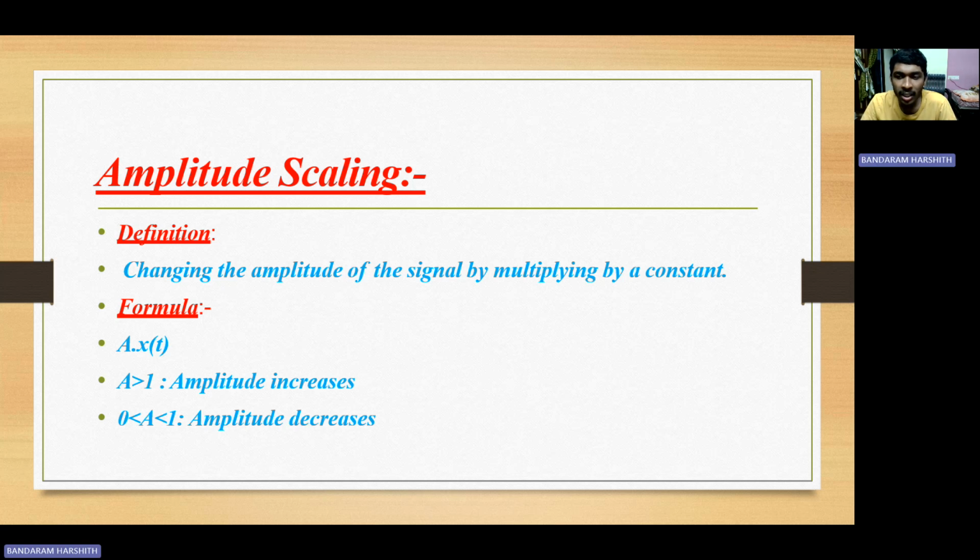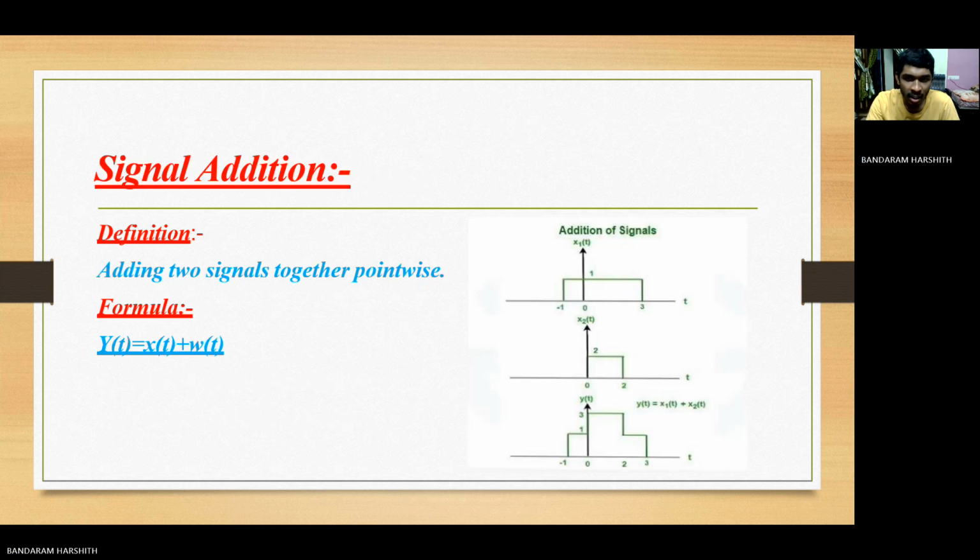We can see this clearly in the diagram. Now let's see, a times x of t. If a is greater than 1, then the amplitude increases. If a is greater than 0 and less than 1, the amplitude decreases as it will be going through the fractional part. Now let's discuss another operation.